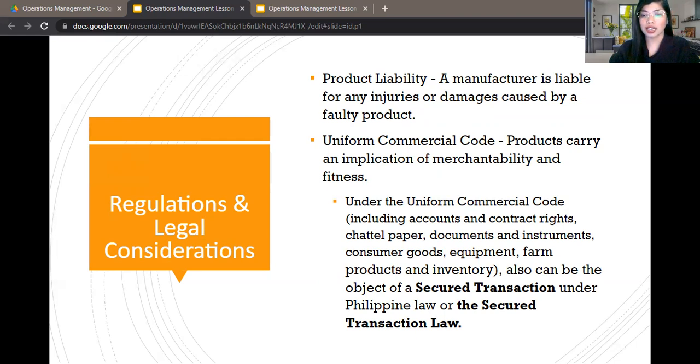The suits and potential suits have led to increased legal and insurance costs, expensive settlements with injured parties, and costly recalls. In the Philippines, the UCC, or the Uniform Commercial Code, can also be the object of a secure transaction under Philippine law. And it is called here the secure transaction law.